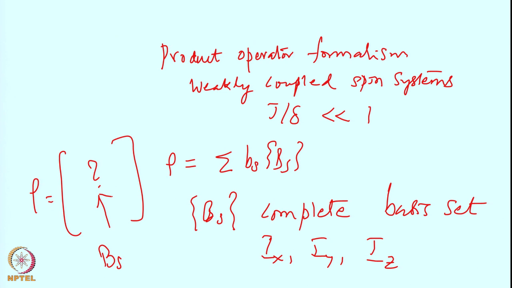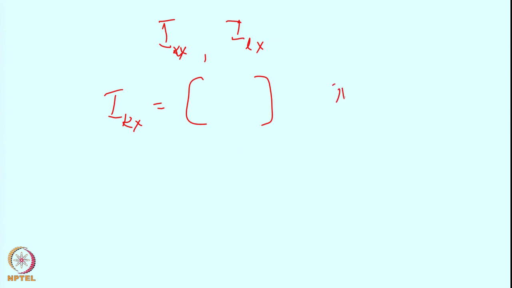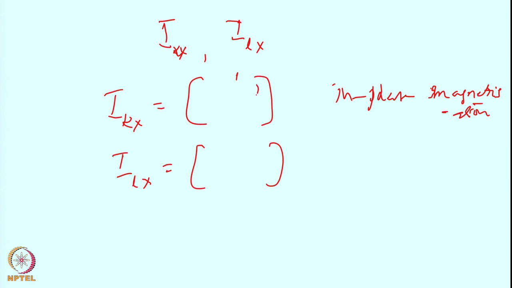And we also looked at last time particular operators like Ikx and Ilx for a 1 spin system and also for a 2 spin system. And what does Ikx represent in this density matrix? We said, okay, this will represent in-phase magnetization of k spin. Likewise, if you look at the elements here, we had one here, one here, this had one here and one here. So, this actually gives the in-phase magnetization of the L spin.